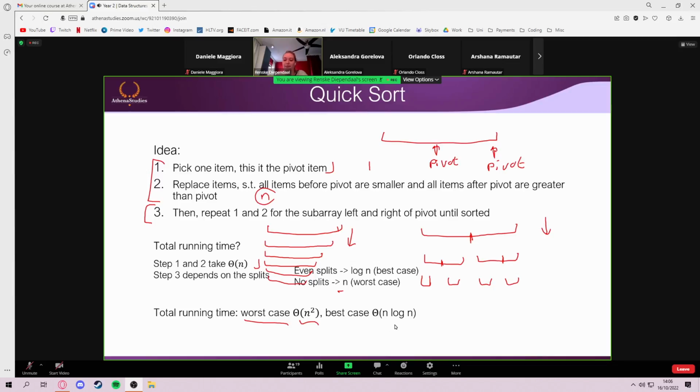In this case, you have n times the log of n. And that should be the total running time. Does this make sense? Because it's kind of a weird idea, isn't it?